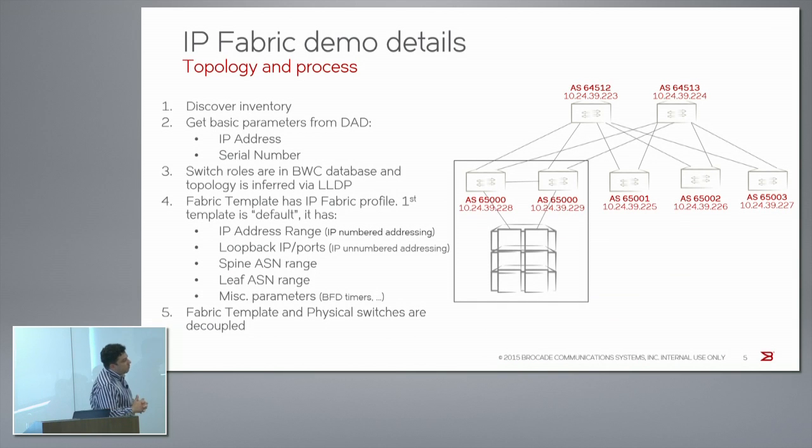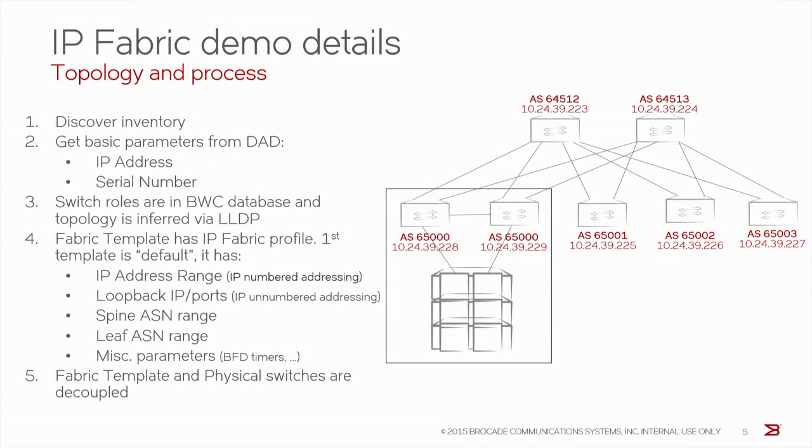Before I run into the demo, I just want to show a few things so that you have some context in terms of what's happening. So we have a three-stage IP fabric running layer 3, basically. Each switch is in its own AS. You have two leaf switches which are running in a VLAG mode for high availability.